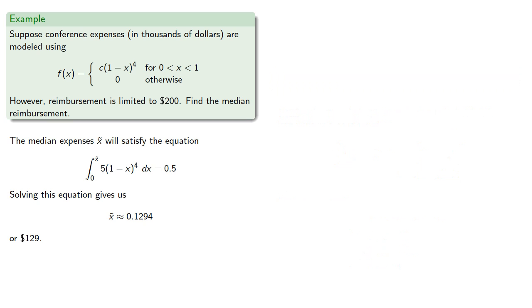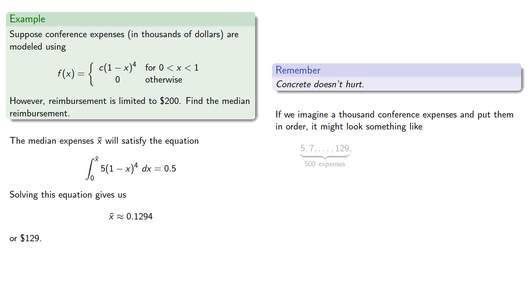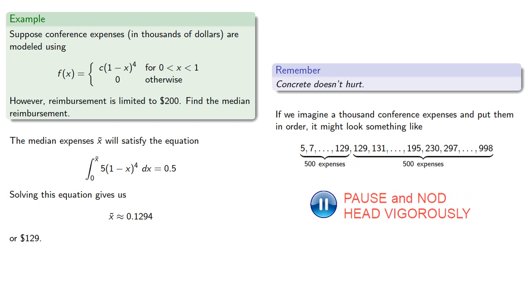Now, at this point, remember, concrete doesn't hurt. If we imagine 1,000 conference expenses and put them in order, it might look something like this. We have 500 expenses that are up to the median, 129, and then 500 more expenses that are more than the median.